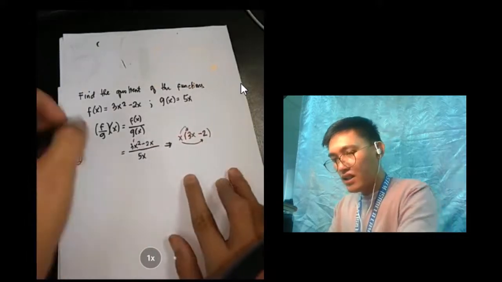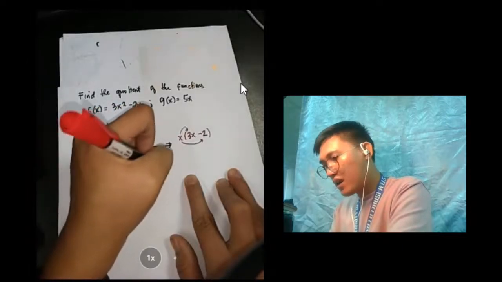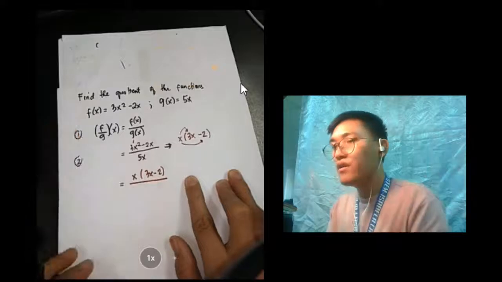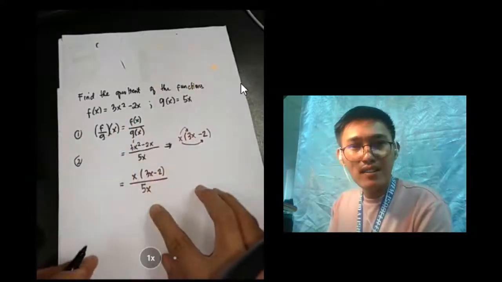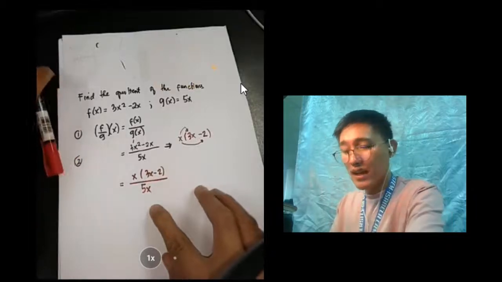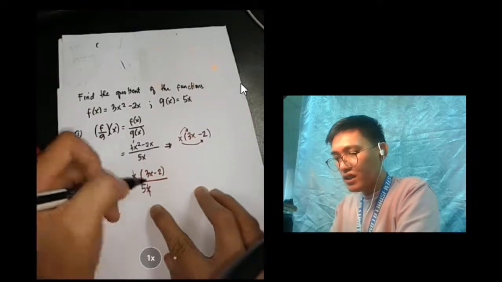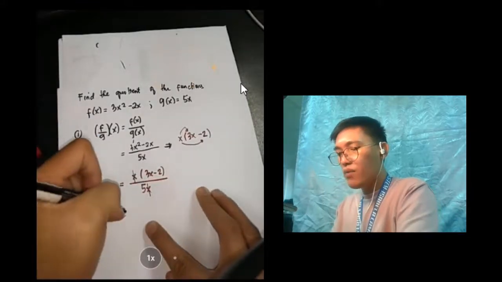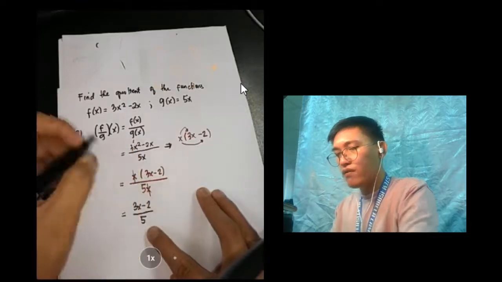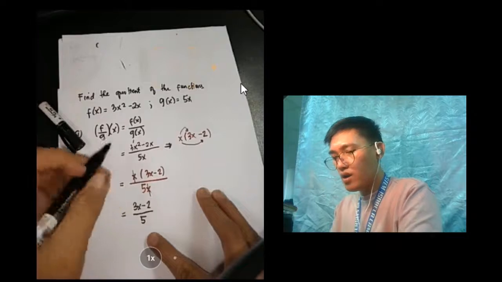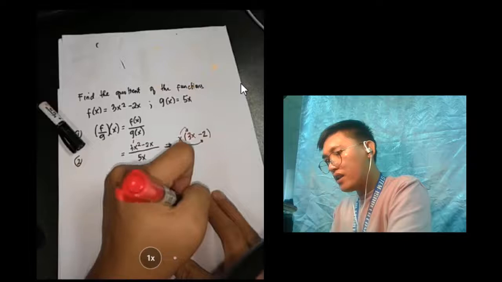Okay, let's rewrite here. That would be x, the quantity of 3x minus 2, over 5x. Now, we can see that x can be divided or cancelled. So let's cancel it out. X cancel, then x cancel. And the remaining one would be 3x minus 2 over 5. This is now our final answer.